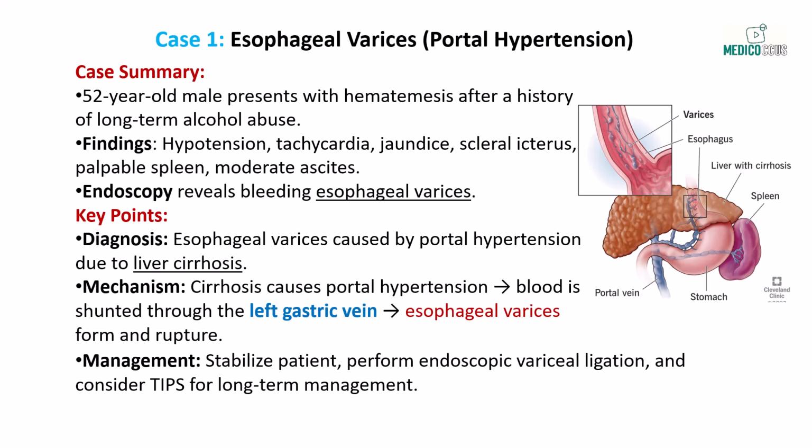To sum up, this patient's esophageal varices are the direct result of portal hypertension caused by chronic cirrhosis. The left gastric vein plays a key role in the development of these varices, and their rupture is a life-threatening complication that requires prompt intervention.